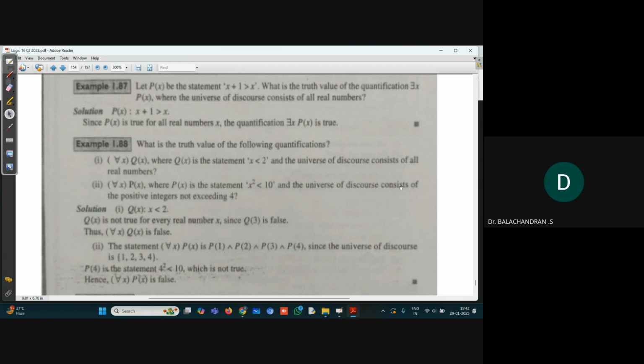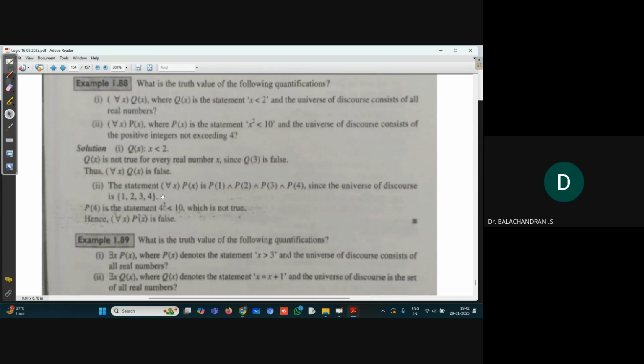Suppose we change the universe of discourse. If I take the universe of discourse to consist of the positive integers not exceeding 3, so not exceeding 3 means 1, 2, 3. So in this case, for every x, P of x is true.